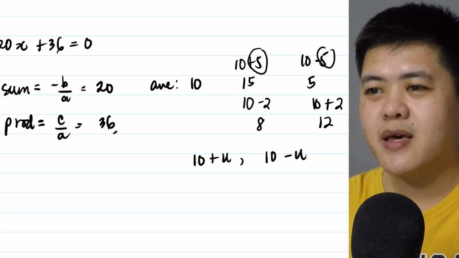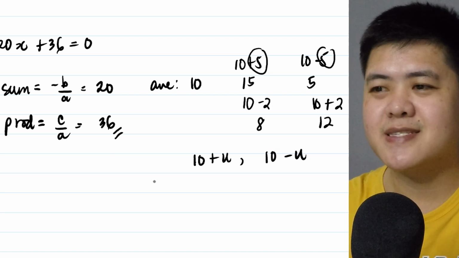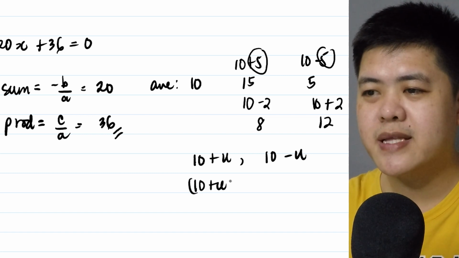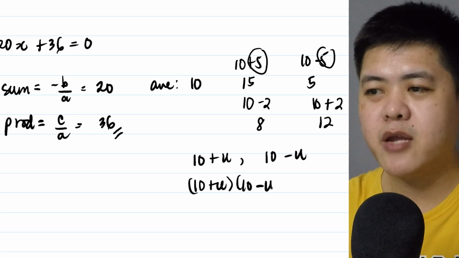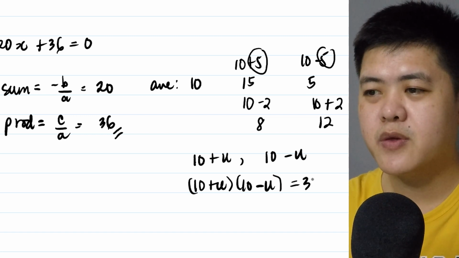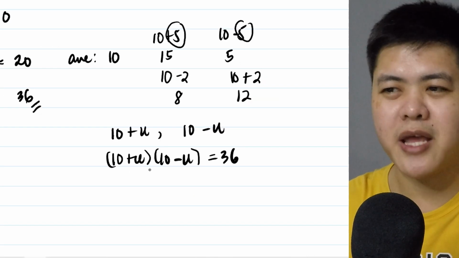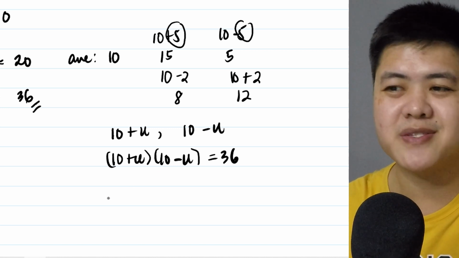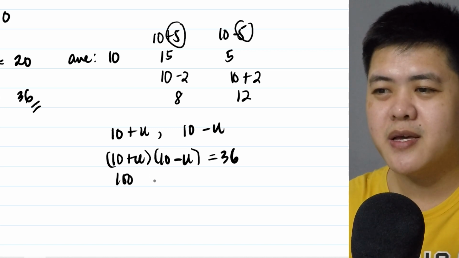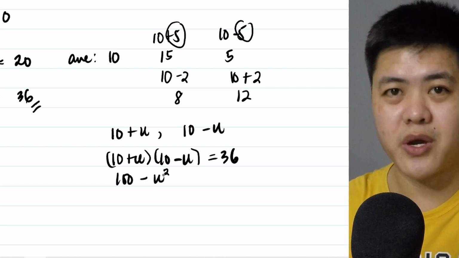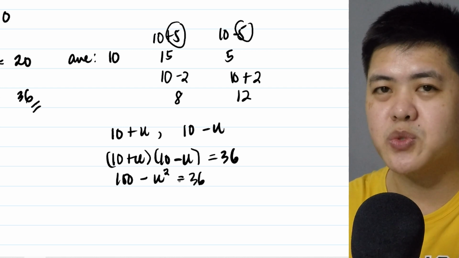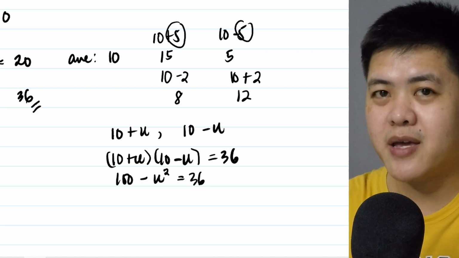Now, the product must be 36. So, we'll have 10 plus u times 10 minus u is equal to 36. Ngayon ito, 10 plus u, 10 minus u, madali lang yan i-multiply. Remember, difference of two squares. So, we'll get 100 minus u squared equals 36. So, all you have to do is to simplify, all you have to do is to solve for the value of u.